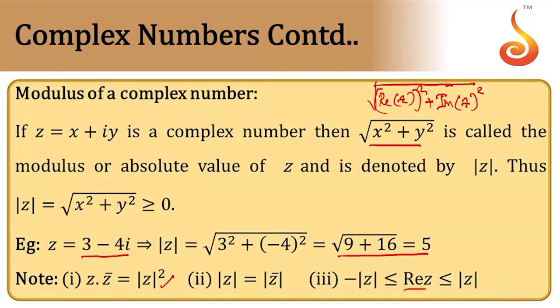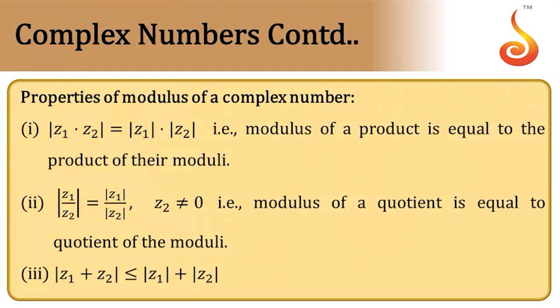Minus mod z is less than equal to real part of z is less than equal to mod z. So what it implies is minus under root of x square plus y square is less than equal to x is less than equal to under root of x square plus y square. So mod of z1 z2 is mod z1 into mod z2. Similarly, mod of z1 by z2 is mod z1 by mod z2. It is very important, mod z1 plus z2 is always less than equal to mod z1 plus mod z2. Similarly, mod z1 minus z2 is always greater than equal to mod z1 minus mod z2.